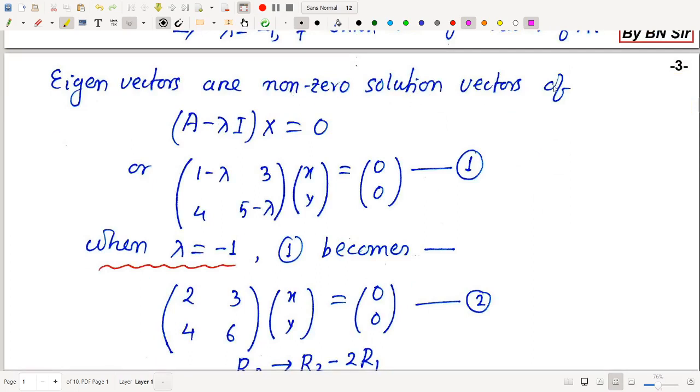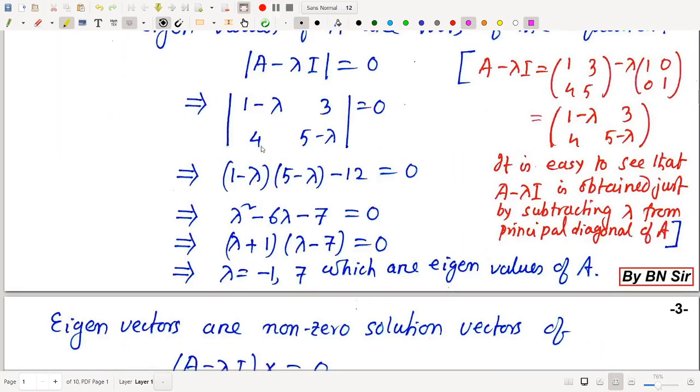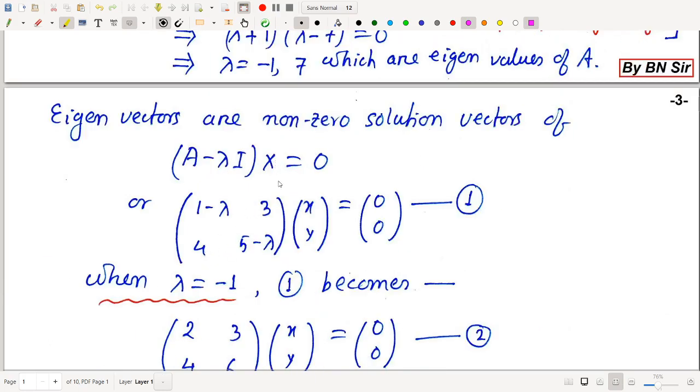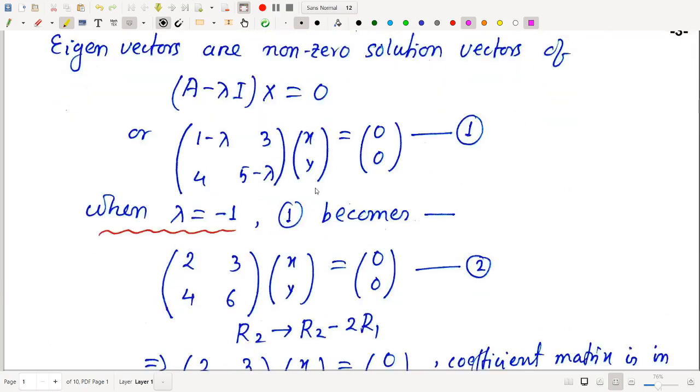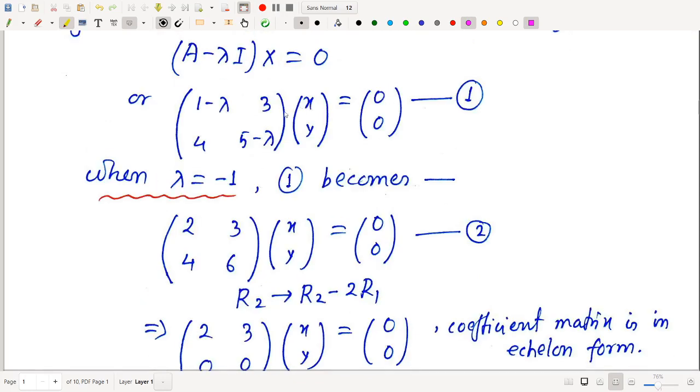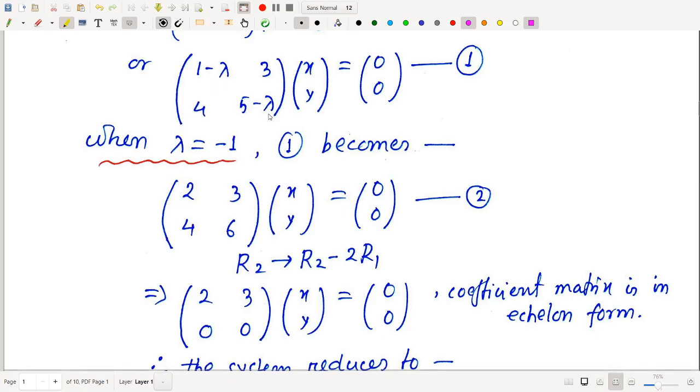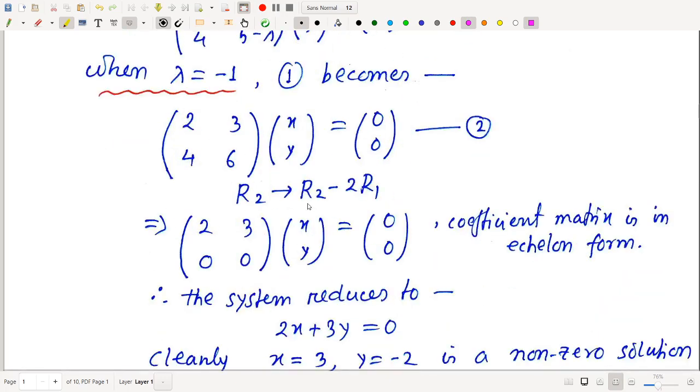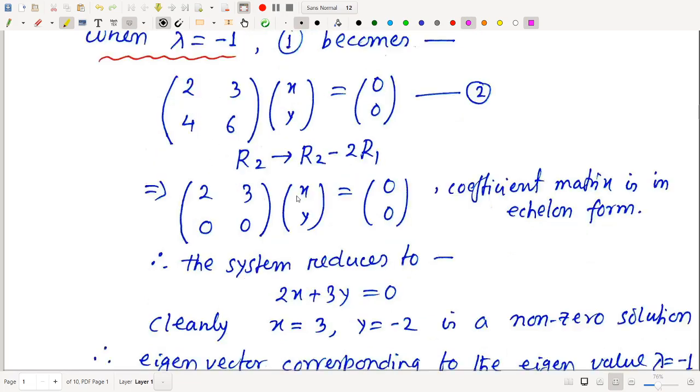Now we have to find eigenvectors or characteristic vectors. Eigenvectors are non-zero solution vectors of the system of equations A minus lambda I times X equals O. So A minus lambda I, as already seen, is 1 minus lambda, 3, 4, 5 minus lambda. Capital X means the variable vector x, y, and O means the zero vector, 0, 0. Now when lambda equals minus 1, this system number 1 becomes, just putting lambda equal to minus 1, 2 and 6 coming here. Now apply the elementary row operation, second row minus 2 times first row, so that the coefficient matrix becomes echelon form.